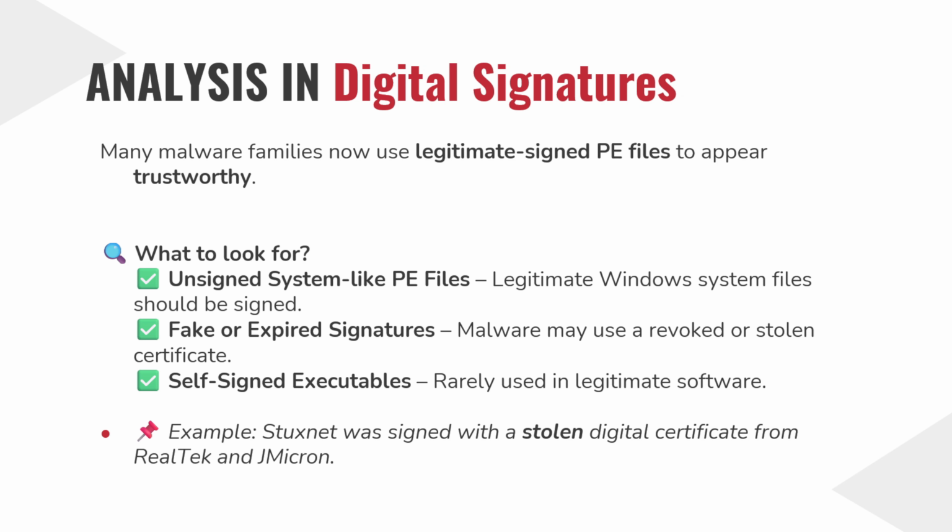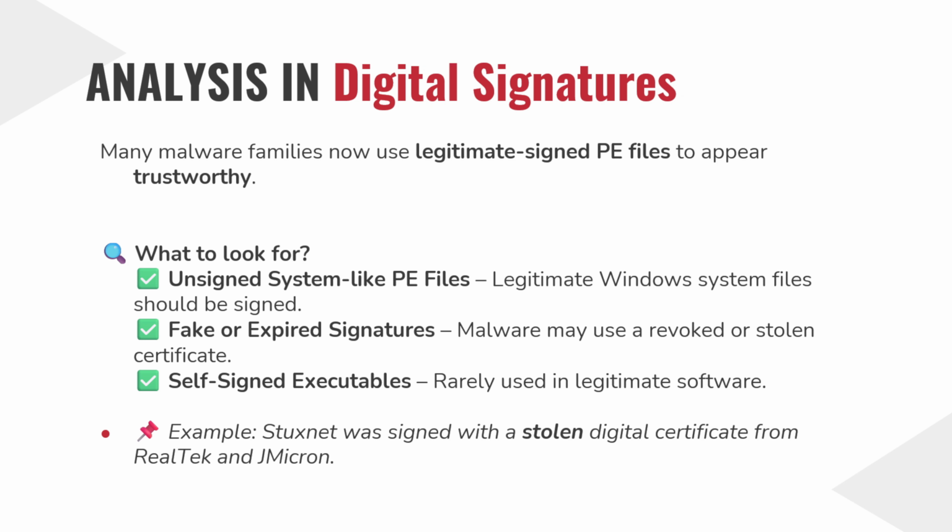Let's take an example of Stuxnet, one of the most infamous examples of malware using legitimate signatures. Stuxnet was signed with stolen digital certificates from two legitimate companies, Realtek and JMicron. These certificates allowed Stuxnet to bypass many early detection mechanisms by appearing trustworthy. This is a perfect example of why analyzing digital signatures is so crucial in malware analysis. Attackers can make their files look completely legitimate, but a closer look at the certificate status can reveal the truth.